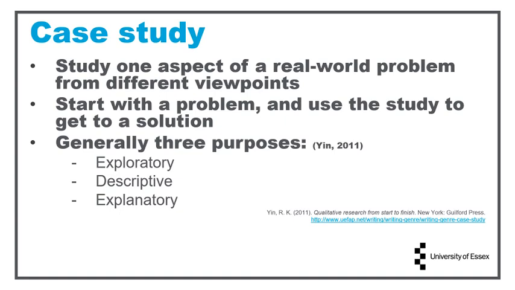These three purposes are exploratory, where the author looks for patterns in data and tries to come up with a model to view the data through. Research questions for this type usually focus on what. For example, what are the ways to get more submissions for the Essex Student Journal?